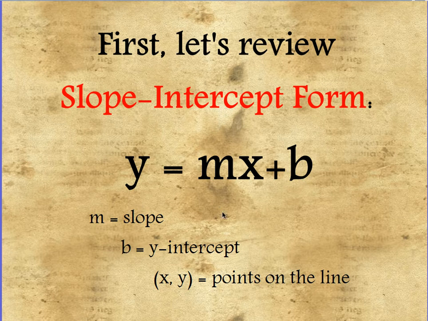Y equals mx plus b, of course, where m represents our slope, which is a direction. B represents our y-intercept, or where the line crosses the y-axis. And the x and y values represent every point on the line itself.